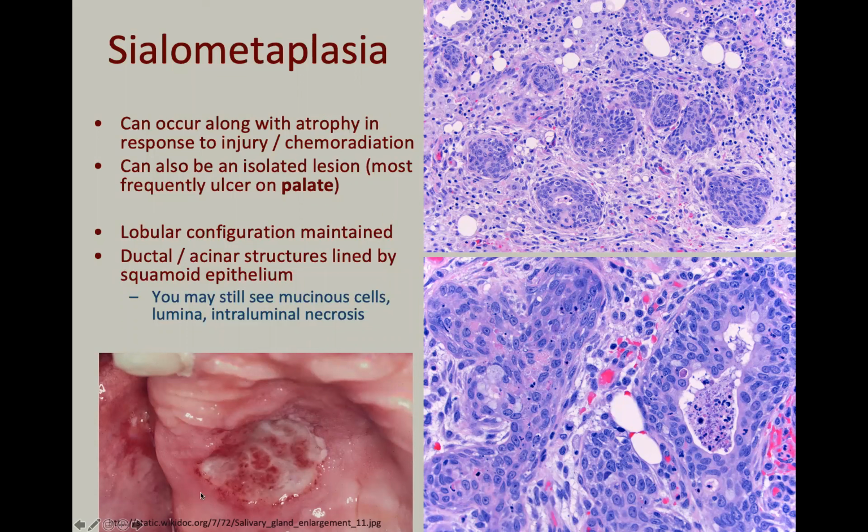Often it can present as a localized ulcer on the palate as seen here. However, it can just be a microscopic finding in an otherwise radiated patient, but you still see the ductal architecture preserved with some goblet cells. You may see some intraluminal neutrophilic debris. You may see the squamous metaplasia extending into the peripheral acinar units.